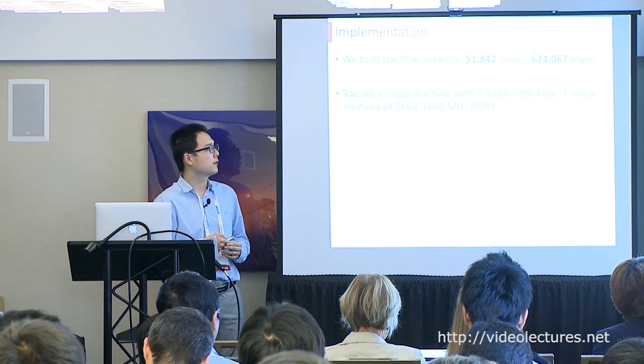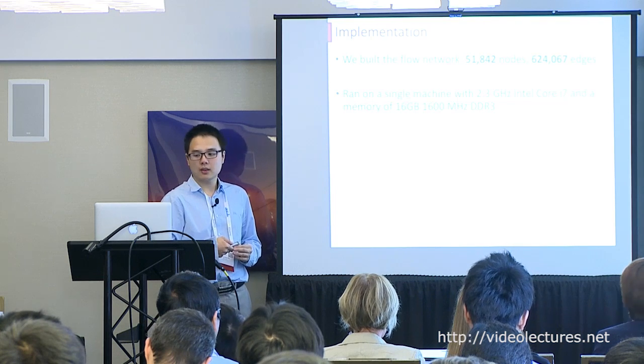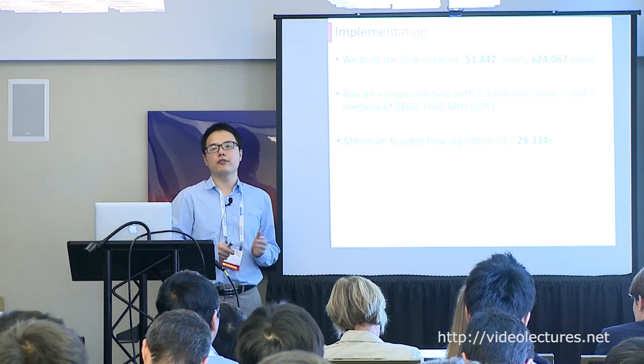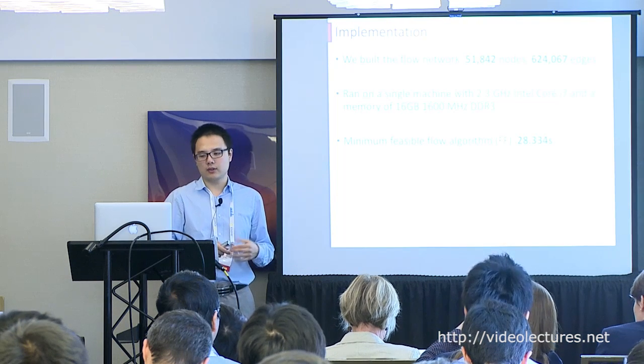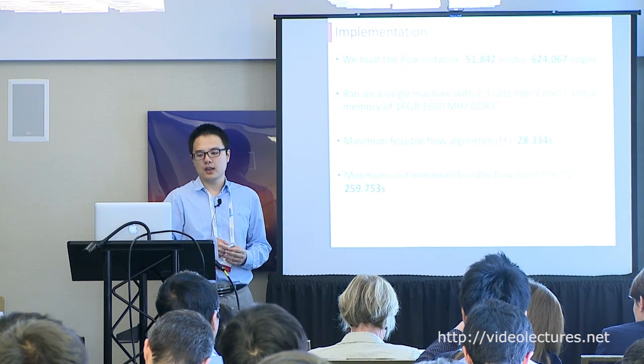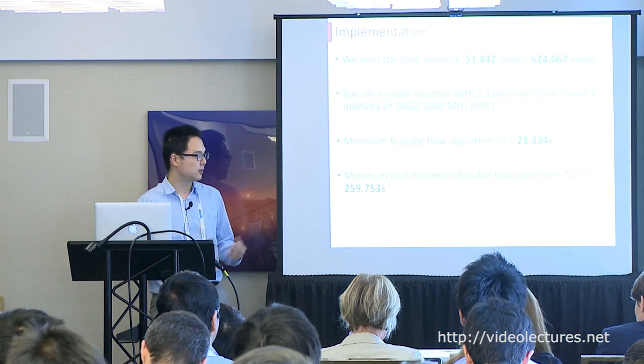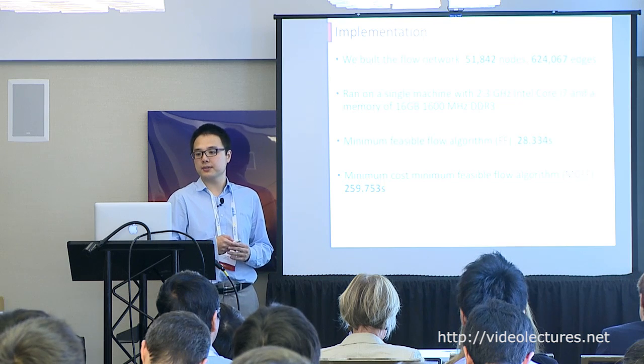This is a configuration of the machine on which the experiments were run. For the minimum feasible flow algorithm, which we denote by FF, it ran for less than half a minute. And for the minimum cost and minimum feasible flow algorithm, MCFF, it ran for a little bit more than 4 minutes.